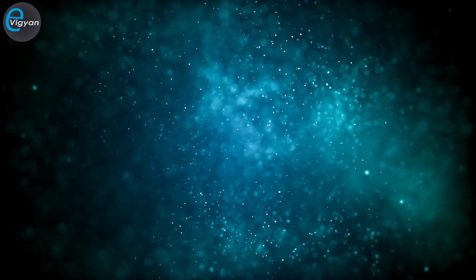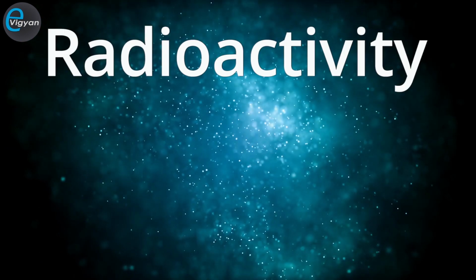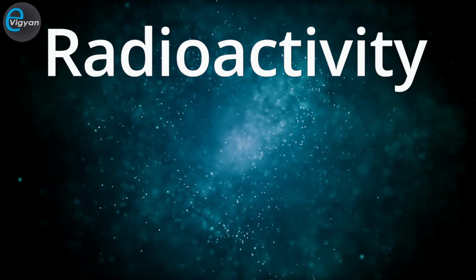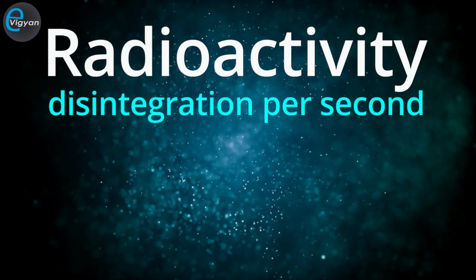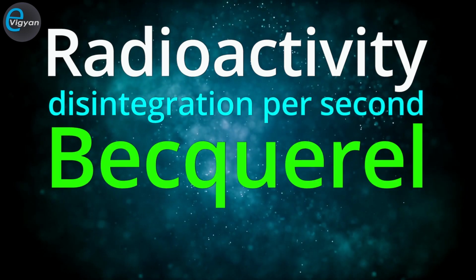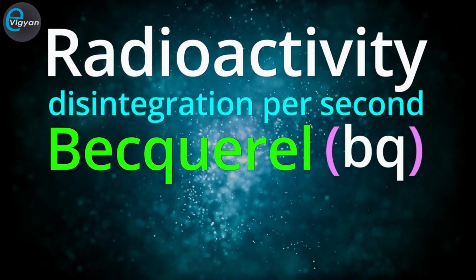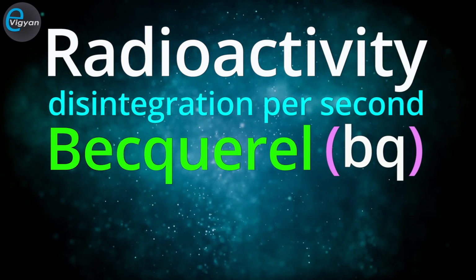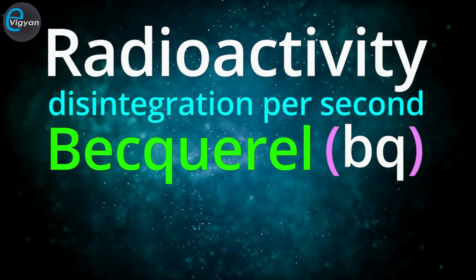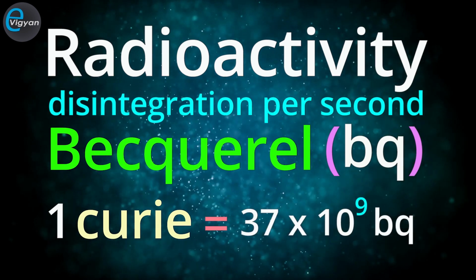The number of nuclei that decay per unit time from a radioactive substance is called radioactivity. The unit of radioactivity is disintegration per second, but the internationally accepted unit of radioactivity is Becquerel in honor of Henry Becquerel, which is abbreviated as Bq. The other unit of radioactivity which is used worldwide is Curie, where 1 Curie is equal to 37 billion Becquerel.